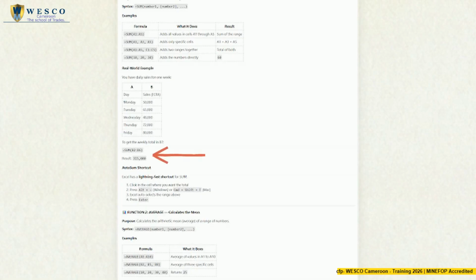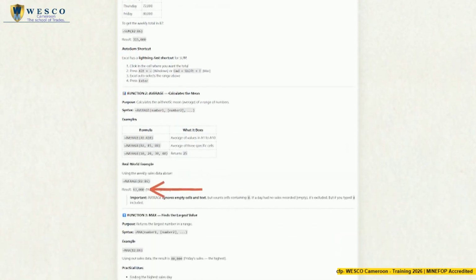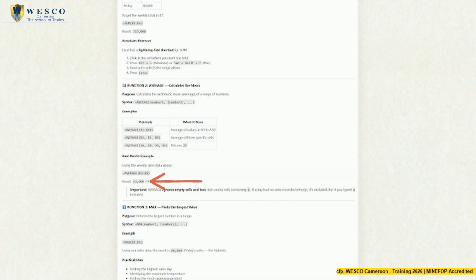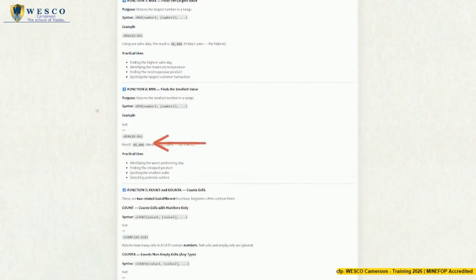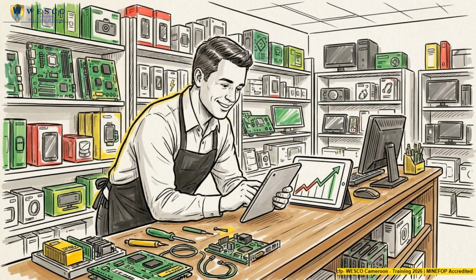Sum is a digital cashier, adding daily sales into a weekly total. Average acts as a business balancer, showing expected daily revenue. Max spots your highest sales day to schedule extra staff, while Min finds your lowest day to reduce hours and save wages. By applying these 4 basic mathematical tools, a local shop owner stops guessing about their performance and knows exactly how cash flows through their business.